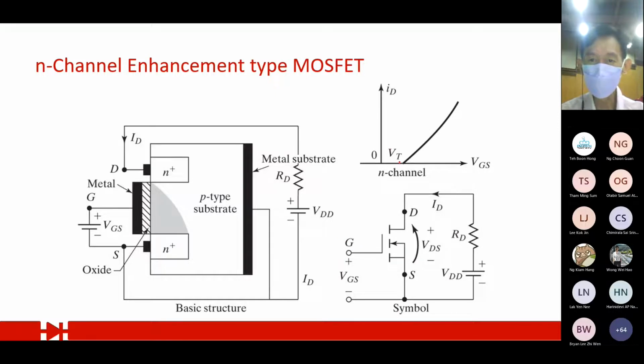VT is the threshold voltage of any MOSFET. If you apply a voltage lower than VT, there is no current flowing through, meaning the transistor is in the turn off state. That means the positive charge you apply here is very low. When you increase the positive charge, let's say to this point, you will start to see current flowing through already.